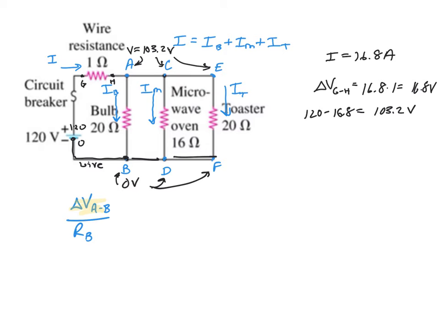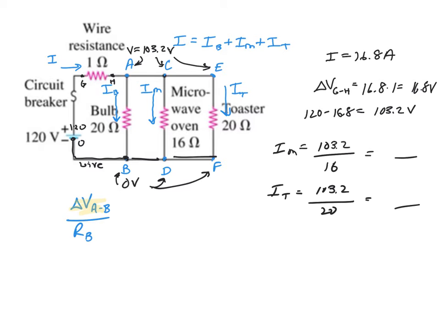So I could find the current IM and IT. I could just do IM is equal to 103.2 over 16, whatever that comes out to be, and IT would be 103.2 over 20, okay? And I'd get answers for both of those, and that's how much current goes through those two. And you can see the current through the toaster and the bulb is exactly the same because they both are 20 ohm resistors.